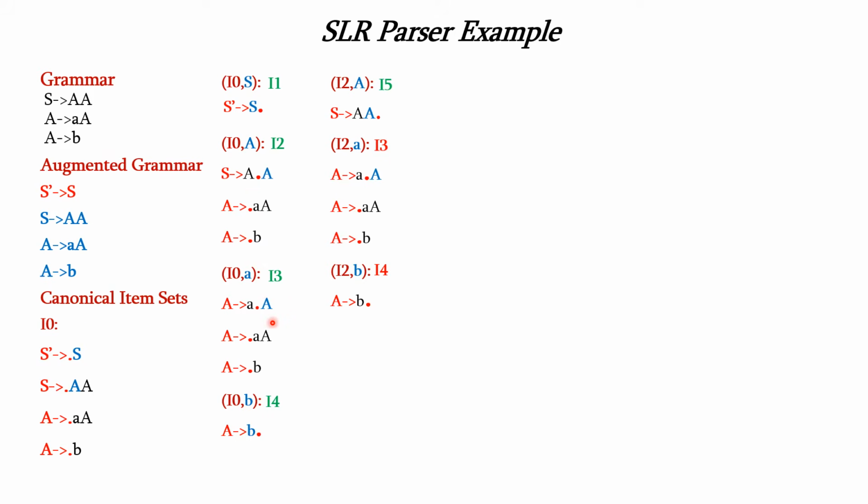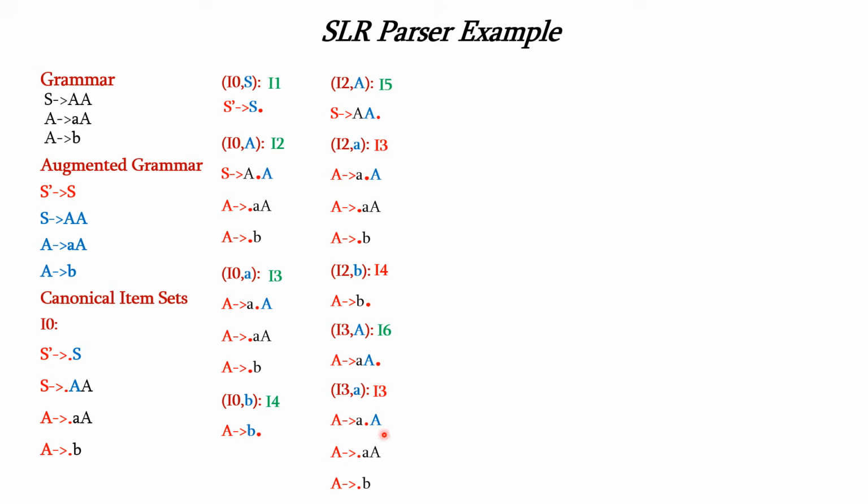Next I3. In the first production, the dot is before the variable A, so consider I3 comma A. Move the dot one position to the right, so we can write it as A tends to AA dot. The dot is at the end of the production, so we cannot expand it further. This is a new item set, so name it I6. Next, in the second production, the dot is before the small a, so consider I3 comma a. Move the dot one position to the right, so it can be written as A tends to a dot A. The dot is before the variable A, so write the relevant productions of A, that is A tends to dot AA and A tends to dot b. This is similar to item set 3, so we name it I3.